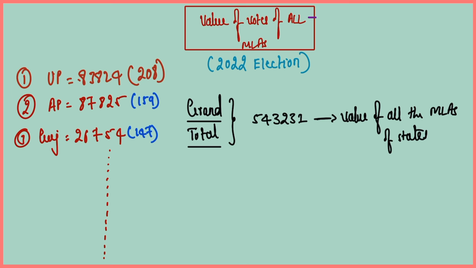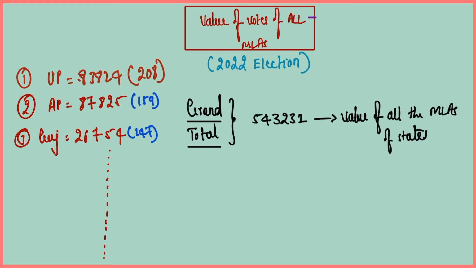Now, after calculating the value of MLAs of one state, it is time to calculate the values of MLAs of all the states, right? Now, let us see how that is done. We are taking the example of the 2022 presidential election. Now, who won in the 2022 presidential election? Draupadi Murmuji, right? She is the current president of India, right? And how was she elected? Let us understand the process with the help of that, right?